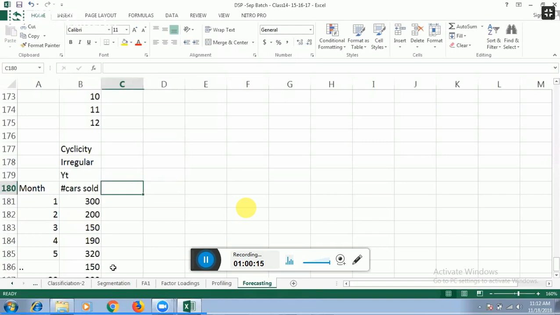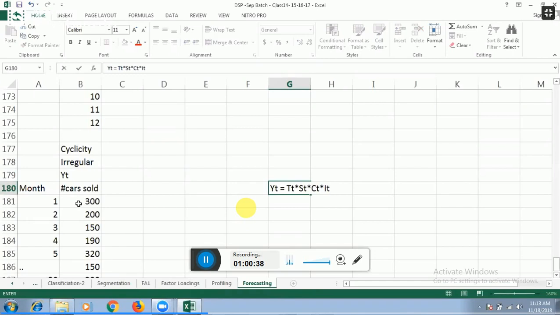So the Yt can be split into, assuming that my trend contribution is Tt, my seasonal contribution St, my cyclical contribution Ct, and my irregular contribution It. Suppose I'm able to split this Yt into different components, this is what we call a multiplicative decomposition.